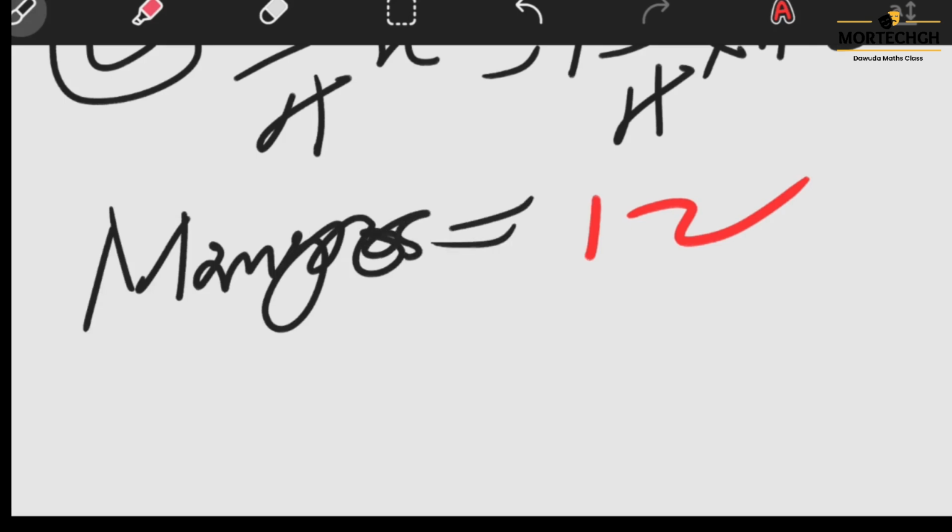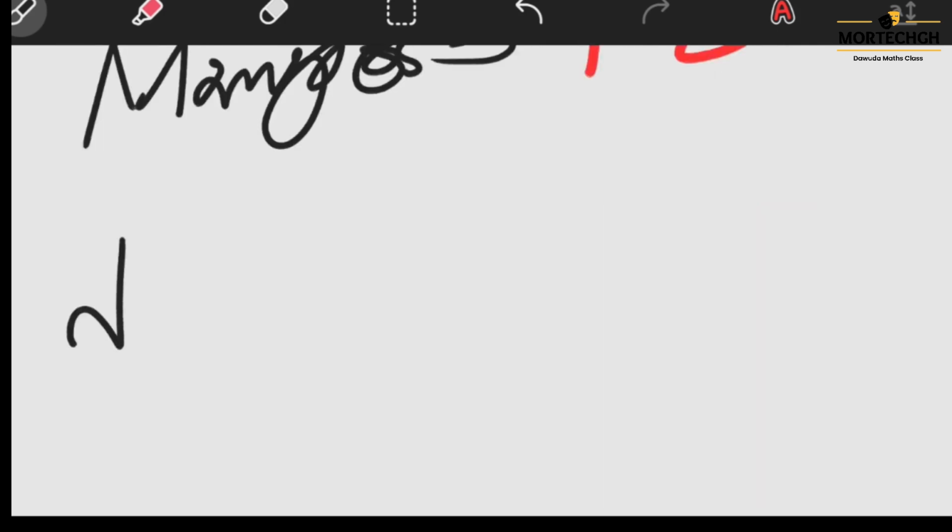Mangoes is equal to 12. That's for C, D. Calculate, correct to the nearest whole number, the percentage of the land that was not used. So to find the percentage of the land that was not used, we have to first of all find the total ratio that was used.